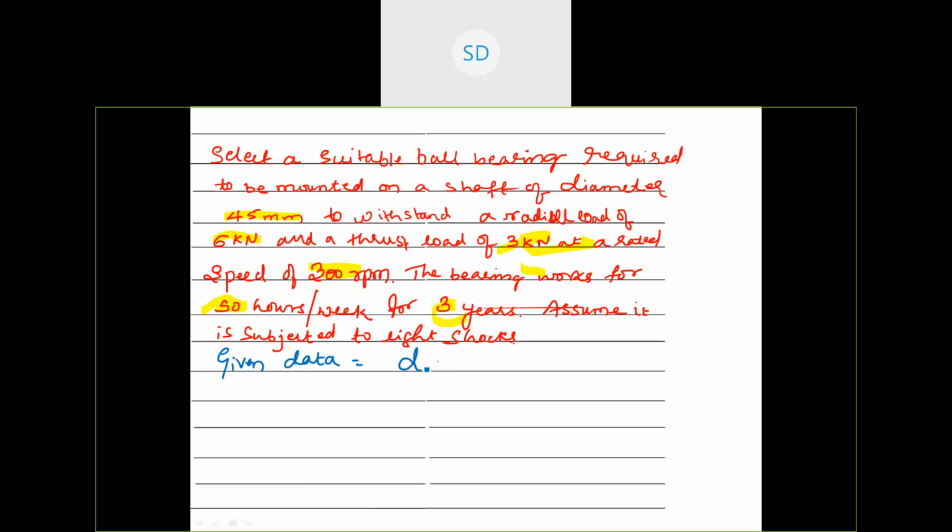Diameter d is 45 mm. Fr is 6 kilonewton. Fa is 3 kilonewton. Speed n is 300 rpm. It works 50 hours per week for 3 years.